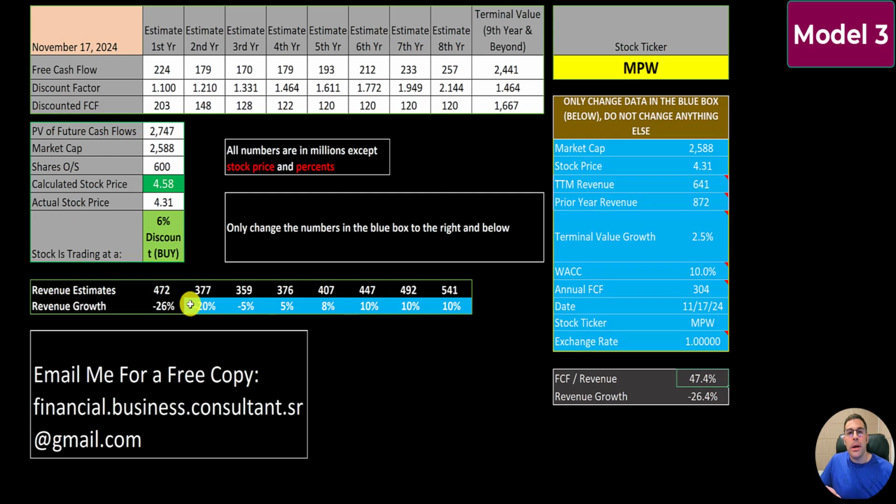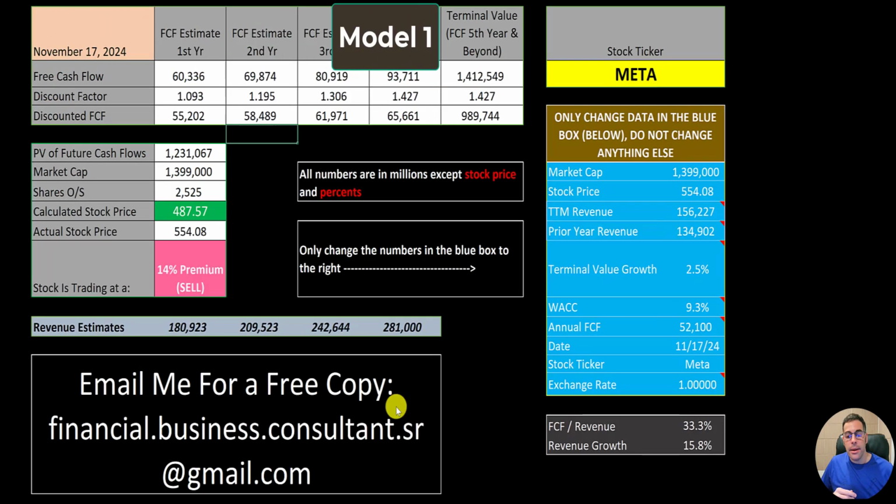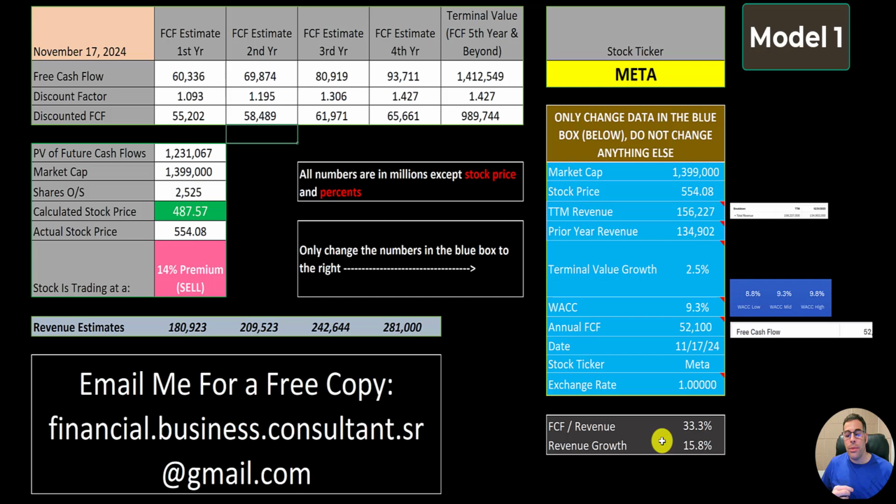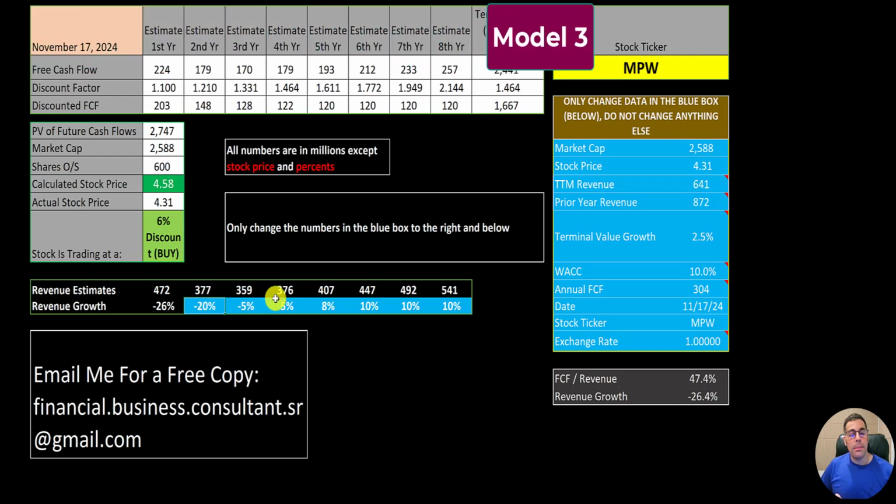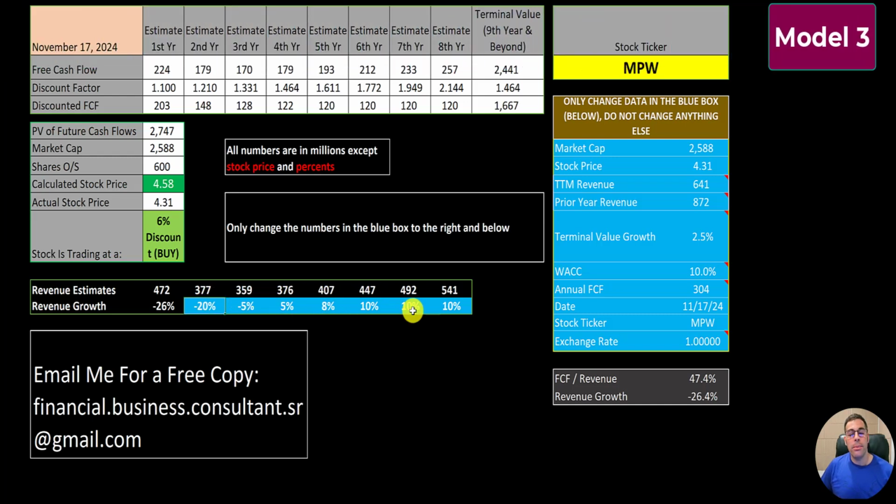But if it was a regular company like Meta, remember Meta, they had positive growth. Their revenue grew 16%. If you wanted to do an 8-year DCF for Meta, you could make all these numbers the same. They could all be 15.8%. You can really make them whatever you want. So if you do more research and due diligence, now you could change the WACC, you could change the terminal value growth, you could even change the revenue numbers, the revenue growth. So you could do a lot of massaging with the numbers.